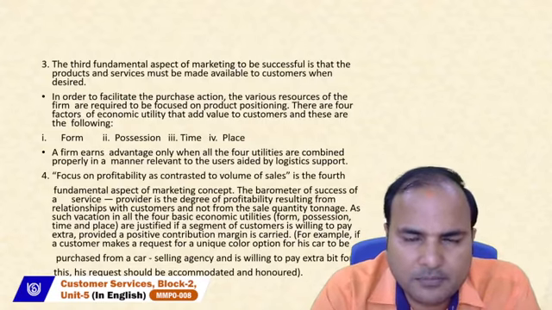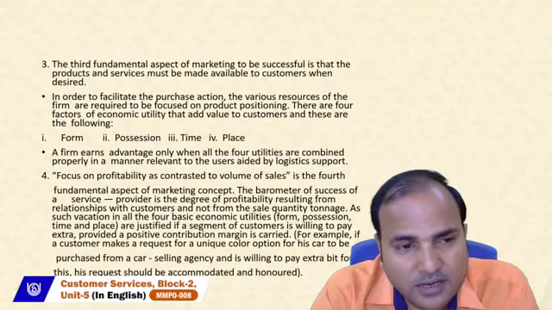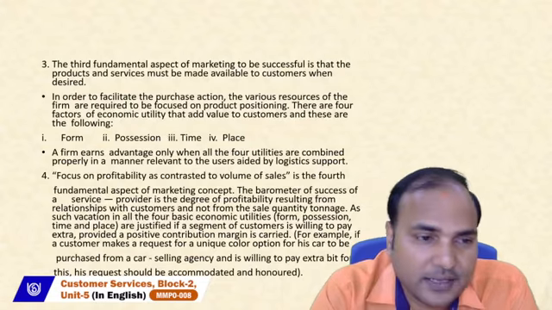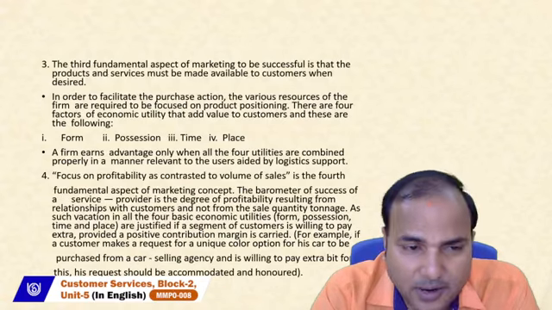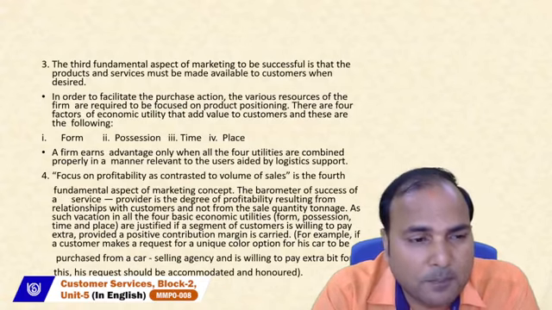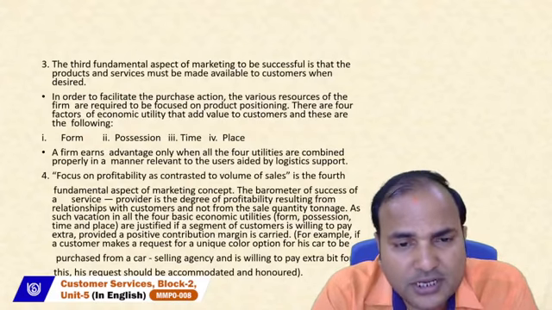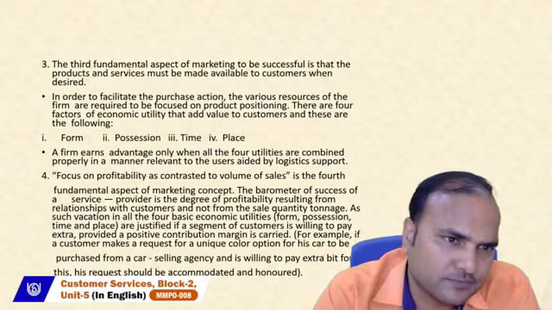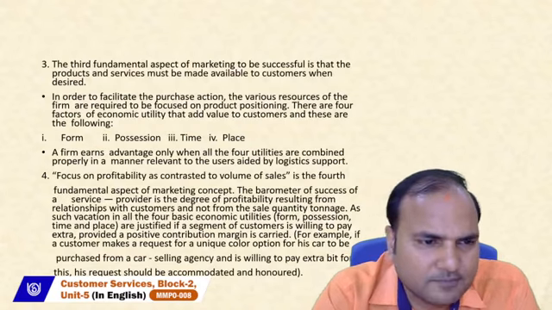position, time, and place. What I told, one is form, another is position, third is time, another is place. A firm earns advantage only when all the four utilities are combined properly in a manner relevant to the users, provided by logistic support. It is also a very important aspect.